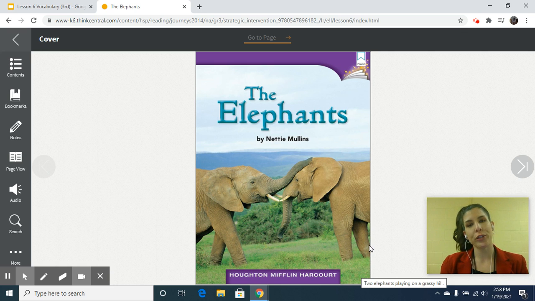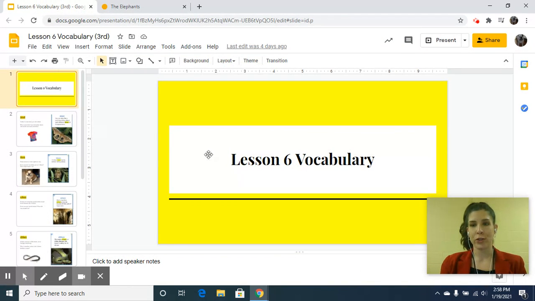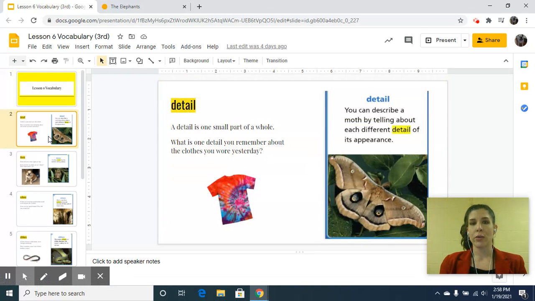Hi, we're going to read our story, The Elephants. Before we begin, a good practice is always to review your vocabulary. So, for your lesson 6 vocabulary, which goes with your story in class. So, detail. Remember, a detail is one small part of a whole.